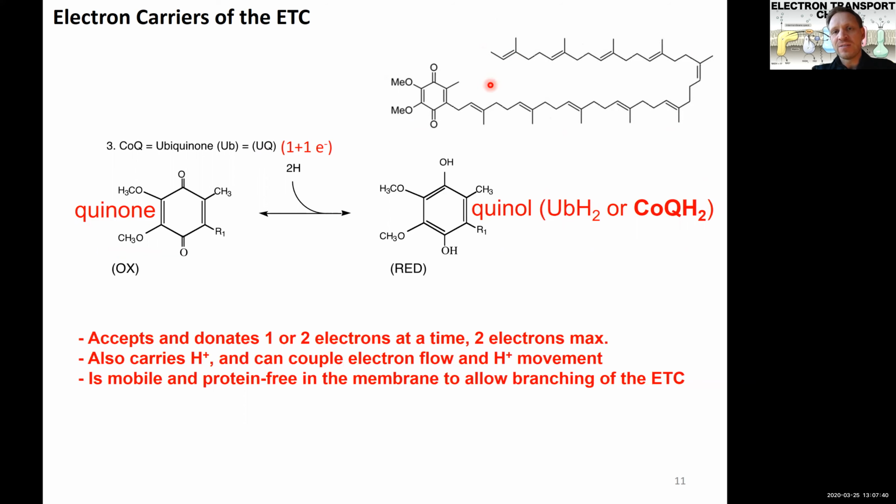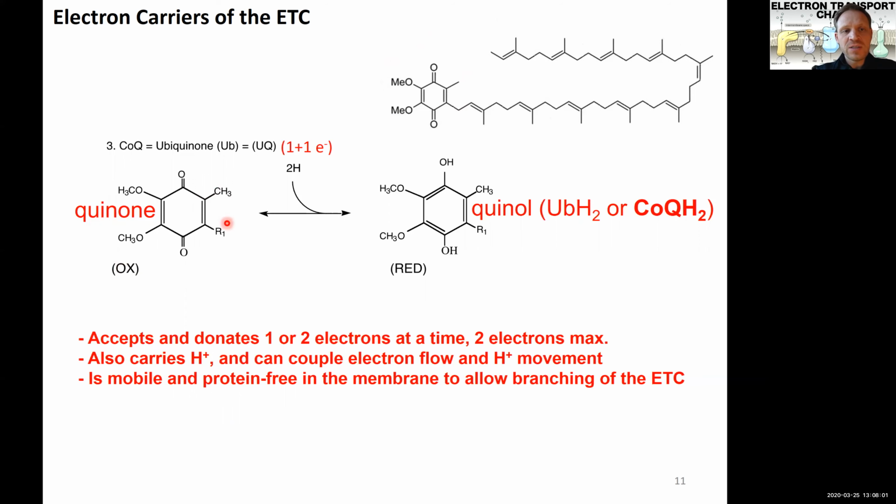But what you see is a very long hydrocarbon tail here. This is very hydrophobic, and it allows it to very easily interact with membranes. So it's important for its function in the ETC. The hydrophobicity allows it to move within membranes. And then the business end is right here, and I've just zoomed into the business end down here.